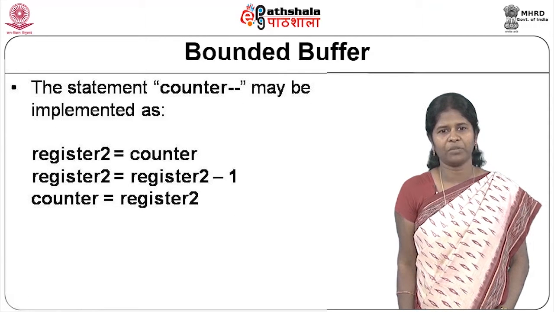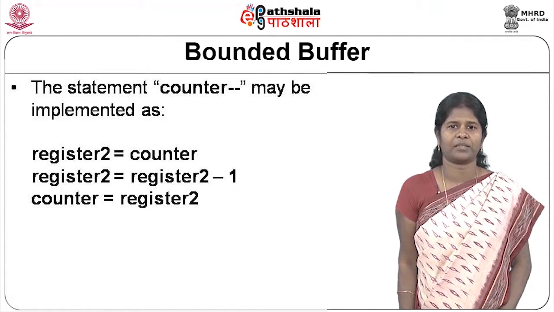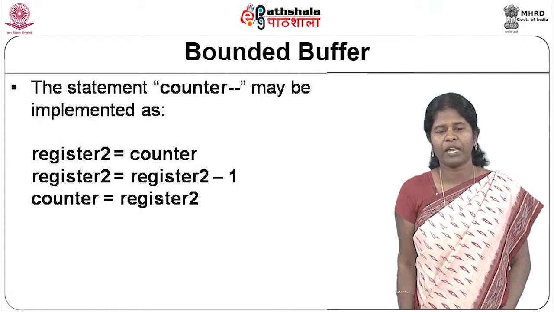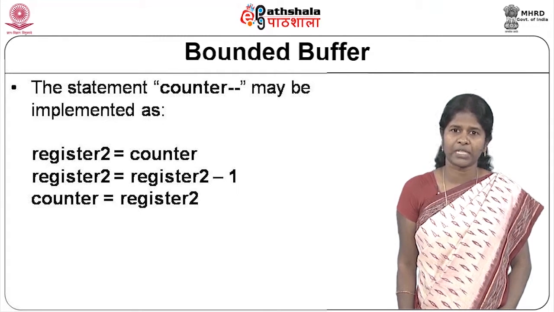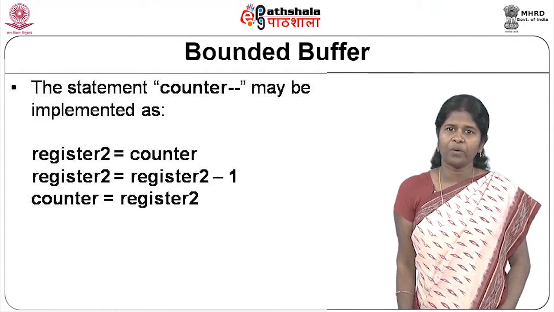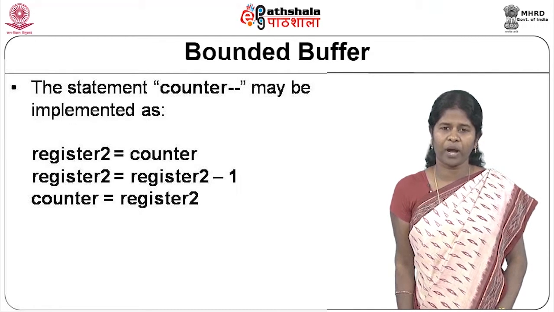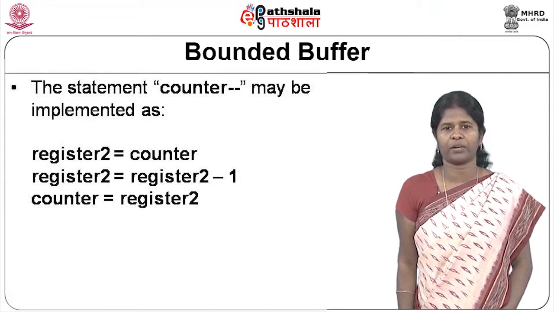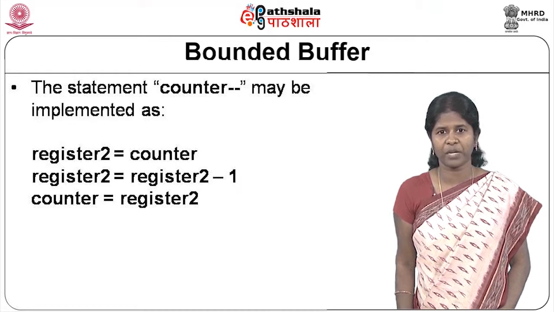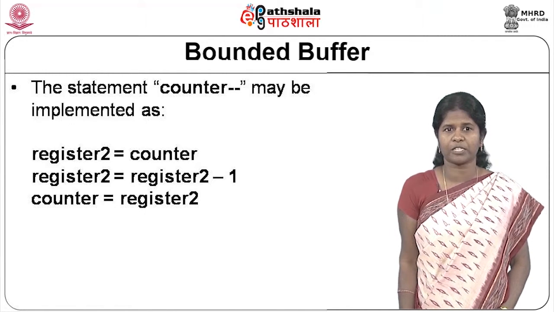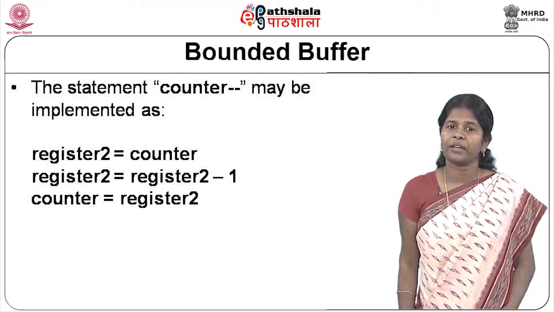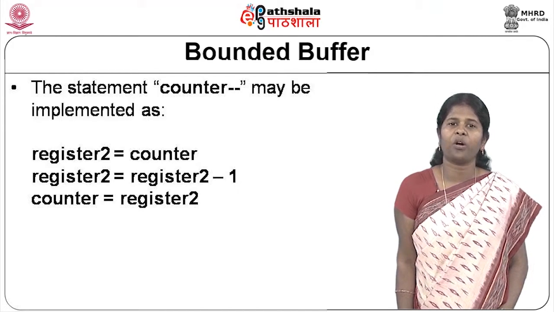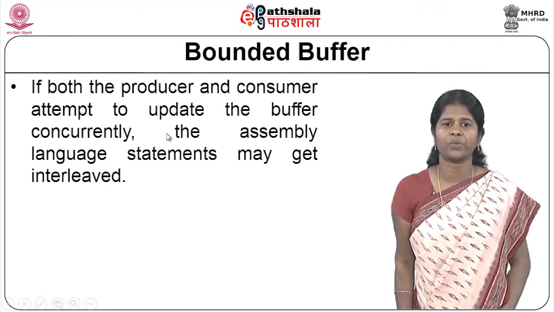and then copying back the register onto the counter. Very similarly, if you look at this counter minus minus statement on the consumer side, the value of the counter will be copied to another register, register 2, and then the value of the register will be decremented by 1, and then you copy back the register's contents to the counter. Again, the single statement counter minus minus is not executed in one single instruction, it is executed in 3 different instructions. Now, there is a possibility of interleaving of these instructions. We will see how it will happen.